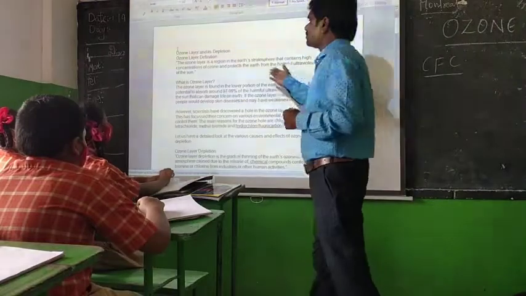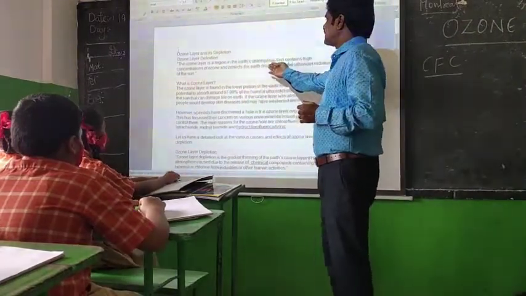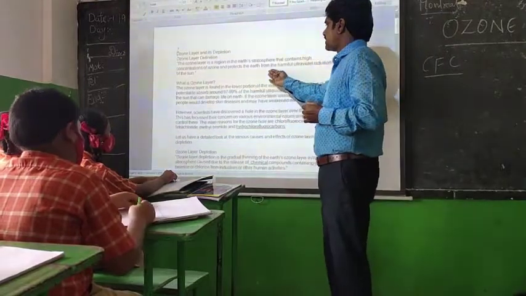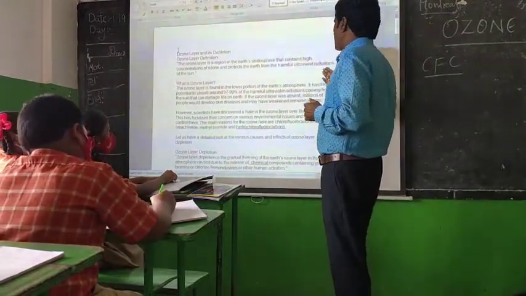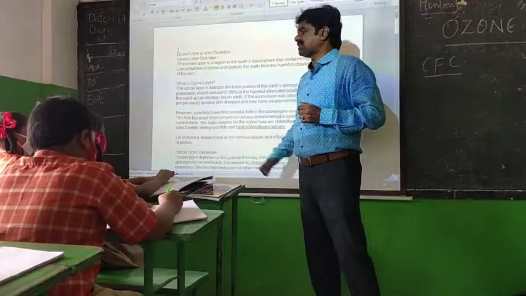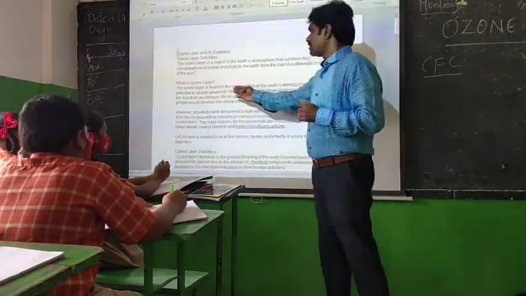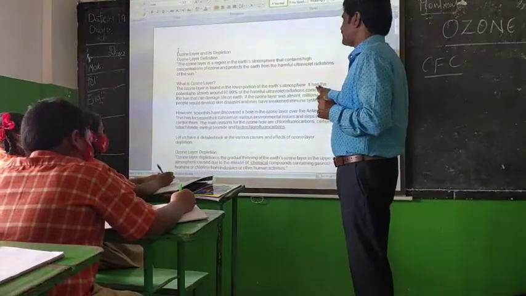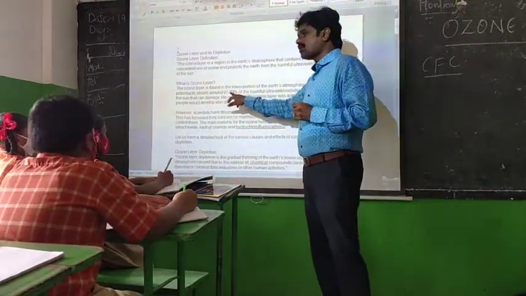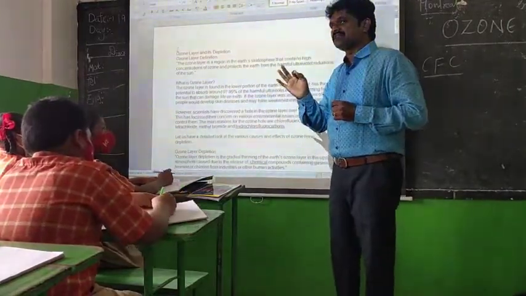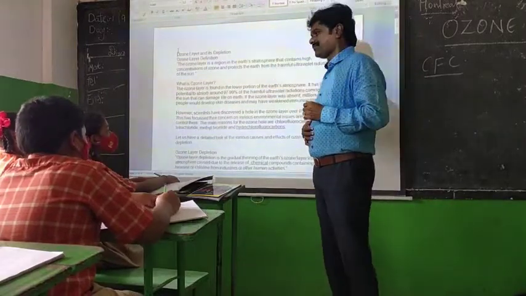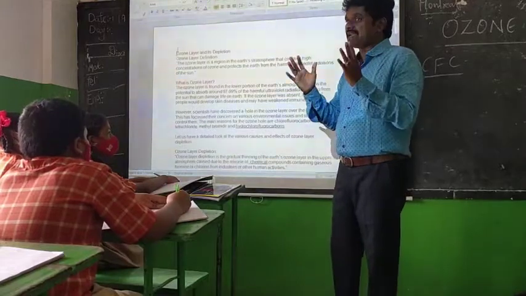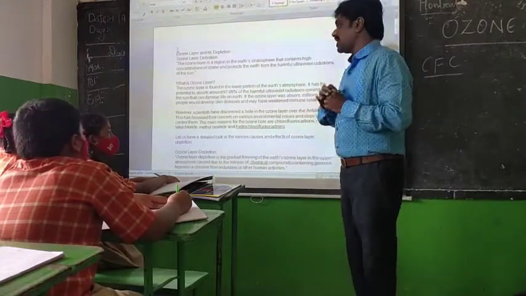So what is the ozone layer? The ozone layer is a region in the Earth's stratosphere that contains high concentrations of ozone and protects the Earth from the harmful ultraviolet radiations of the sun. Is it clear? So that's the ozone layer. It is found in the Earth's atmosphere and it has the potential to absorb 99% of ultraviolet rays from the sun. That will be absorbed without falling on human beings. 99% of the sun's rays will be absorbed.